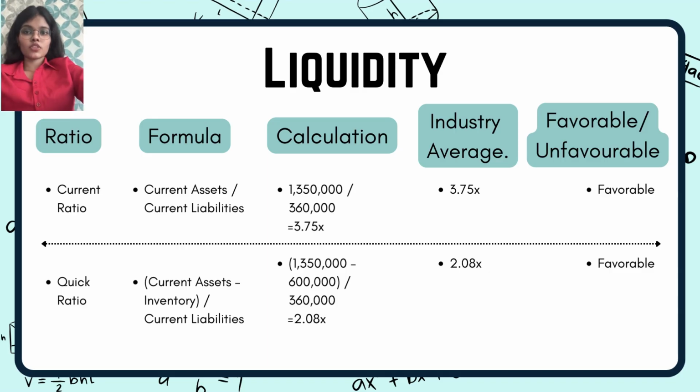For the quick ratio, the formula is current asset minus inventory divided by current liability, with the current asset of 1,350,000, inventory of 600,000, and current liability of 360,000. The quick ratio is 1,350,000 minus 600,000 divided by 360,000, giving 2.08. This is slightly above the industry average of 2 times. This is favorable, showing that KEC can cover its immediate obligation even without depending on the inventory.